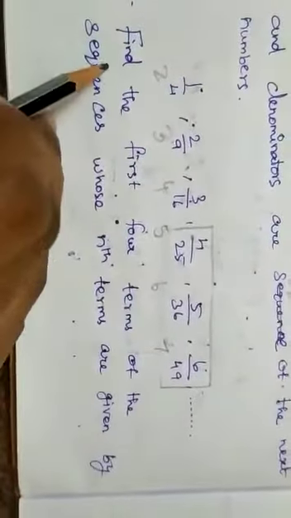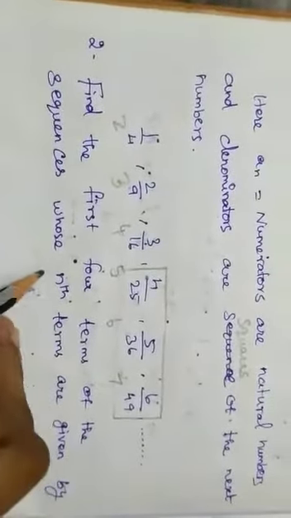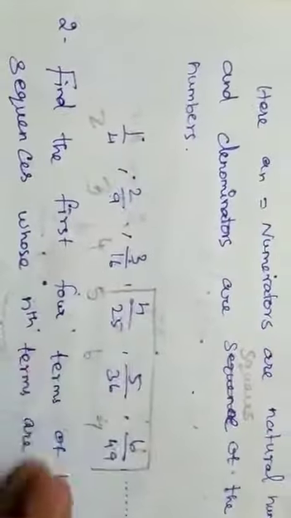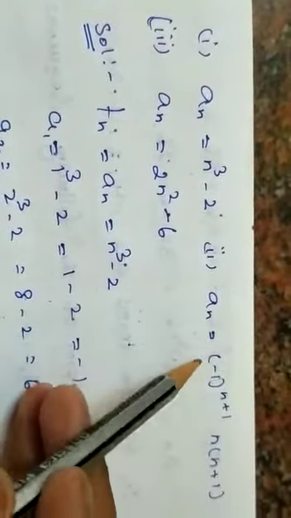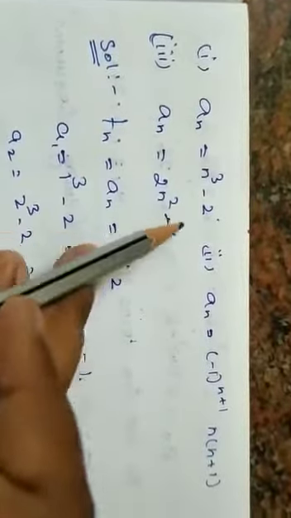So in the second question, find the first 4 terms of the sequences whose nth term is given by. We are given the nth term and we should find the first 4 terms. The first part is given that An equal to n cube minus 2. Second part, An equal to minus 1 whole power n plus 1 into n plus 1. The third part is An equal to 2n square minus 6.